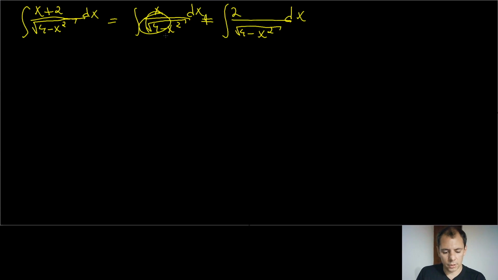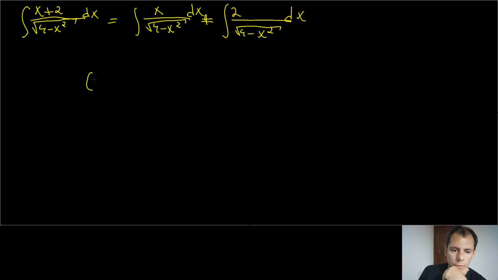Let's do this one here first, okay? So you have the integral of x times 4 minus x squared to the minus half. So you have to increase the exponent and divide by that. Okay, so let's do that.